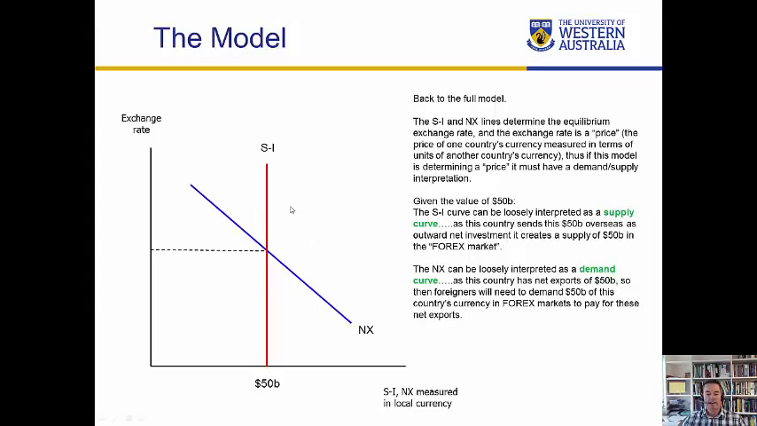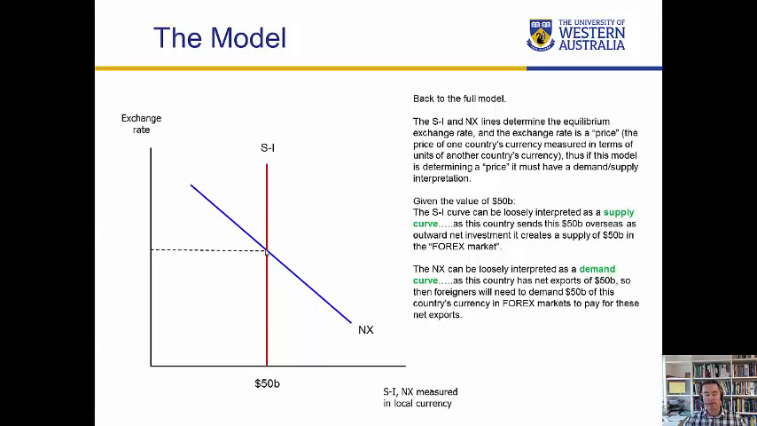So what we've got here is a supply and a demand curve, and it is then producing an equilibrium price, and the equilibrium price is the exchange rate. So what we're talking about is the demand and supply of this country's currency in the foreign exchange market in this model, and the price of your currency in the foreign exchange market is its exchange rate, the rate at which it can be converted to another currency.